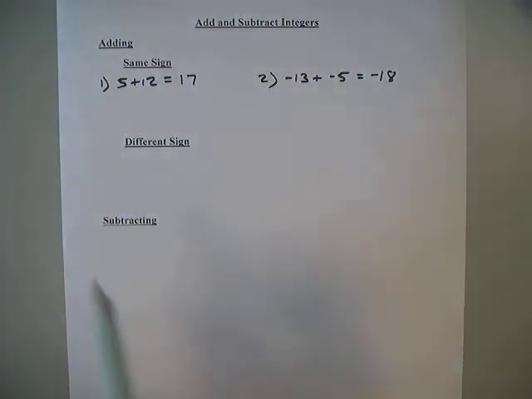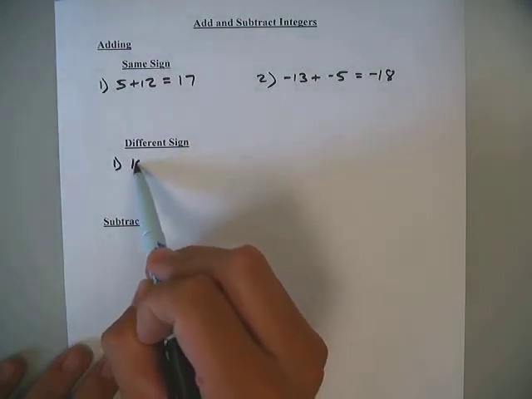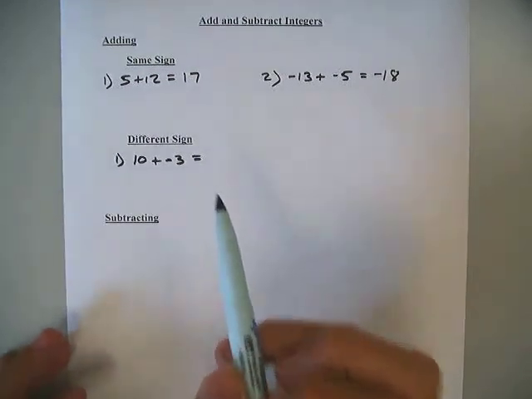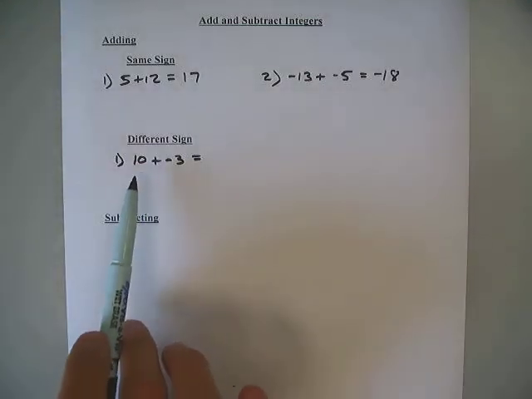The challenge comes a little bit, though, when you have a different sign. For instance, if you had a problem like 10 plus negative 3. Now, you got to think of it like this. You have 10 positives and 3 negatives, and hopefully it makes sense that positives and negatives cancel one another out. They're opposites of each other. So that's exactly what's going to happen here.